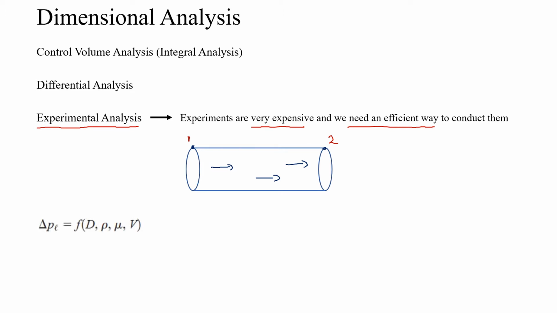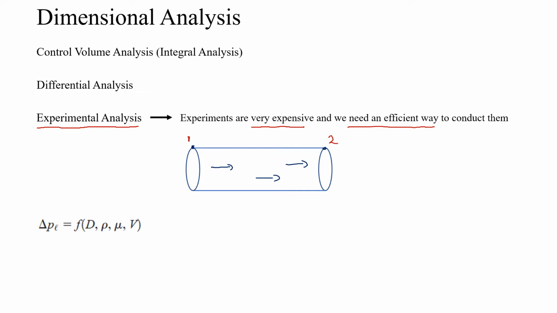So let's say this pressure drop per unit length, that is delta P per unit length, depends on the diameter of the pipe, the density of the fluid, the viscosity of the fluid, and the velocity of the fluid. So here the pressure drop per unit length is dependent on 4 variables. So in total we have 5 variables. One is the pressure drop per unit length, the other is the diameter, the density, viscosity, and velocity.